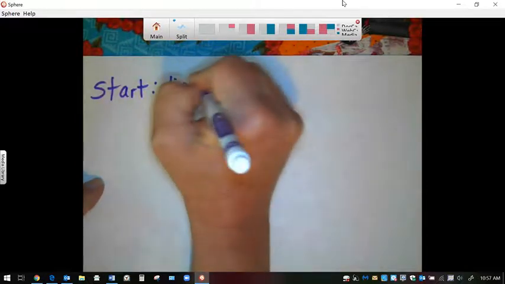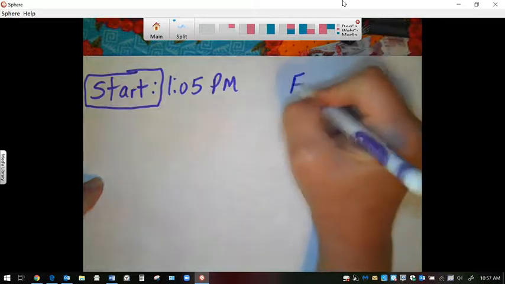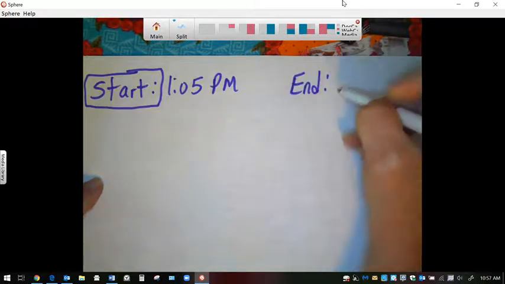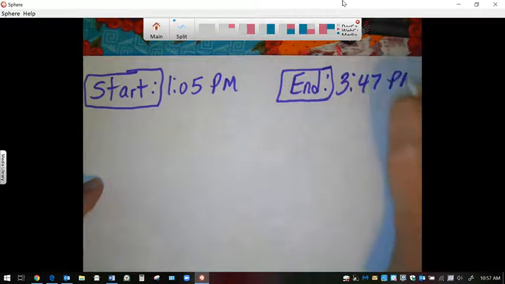So for mountains, hills, and rocks, you're going to start. Say, for example, that it tells you your start time is 1:05, and it's going to help you figure out your minutes and your hours. That is your start time. The end time is 3:47 p.m. There go all my markers.